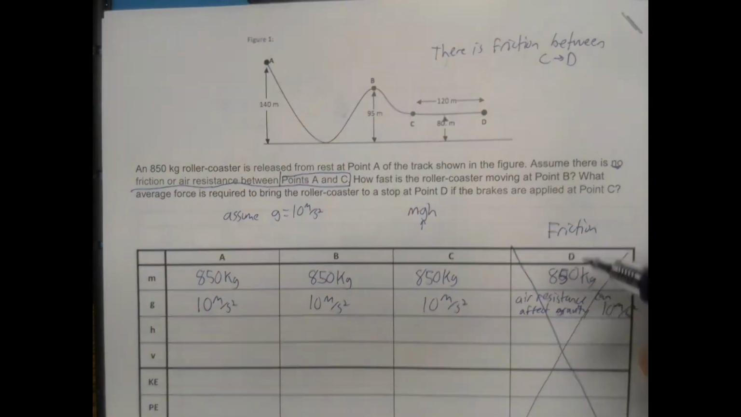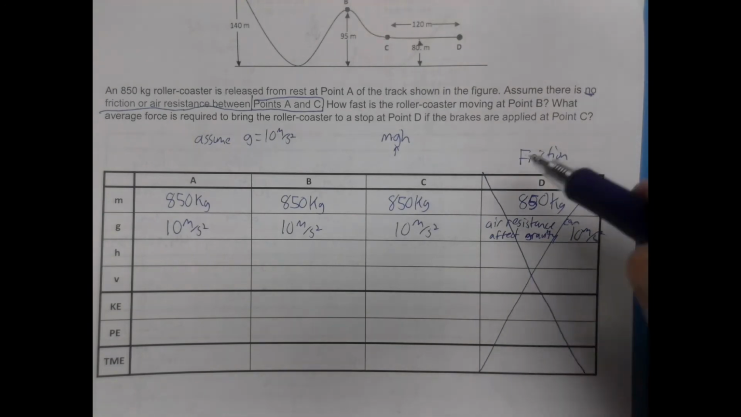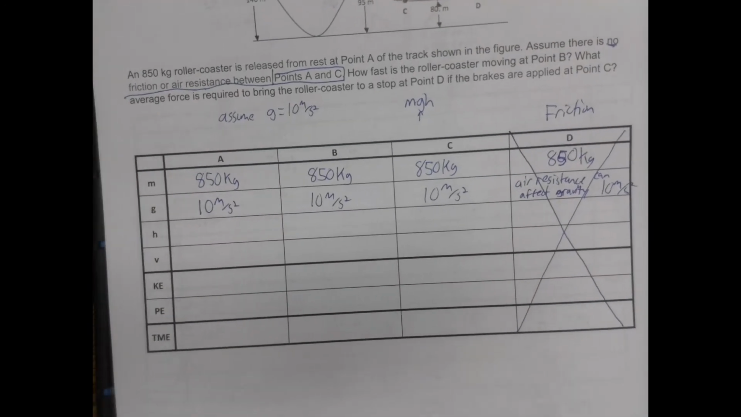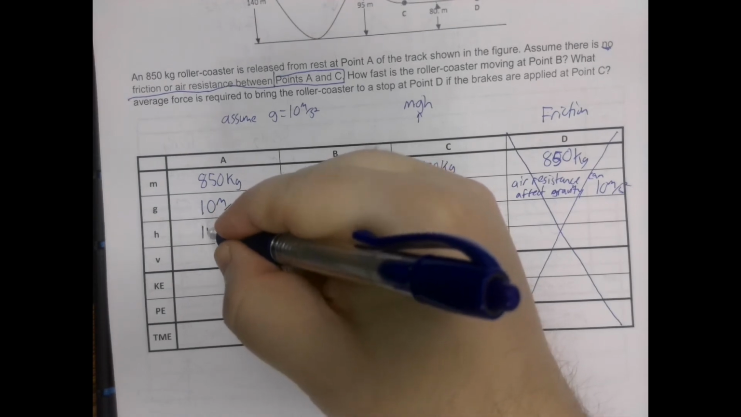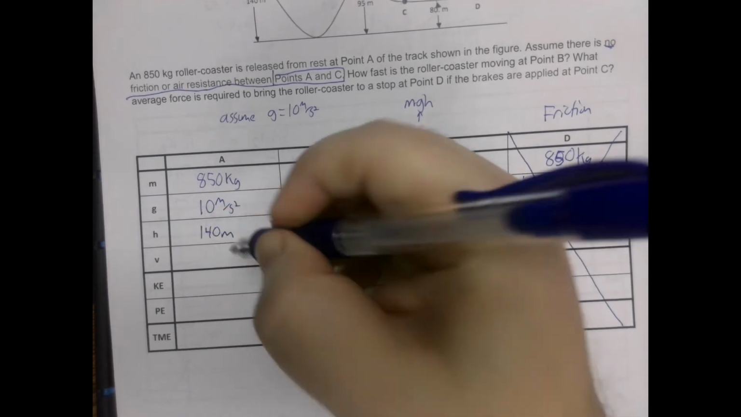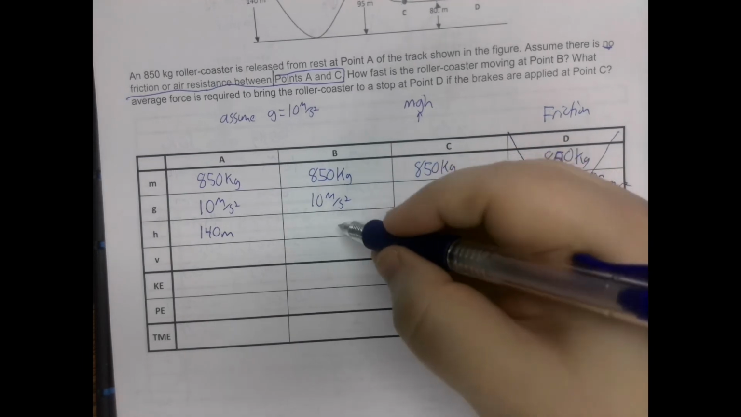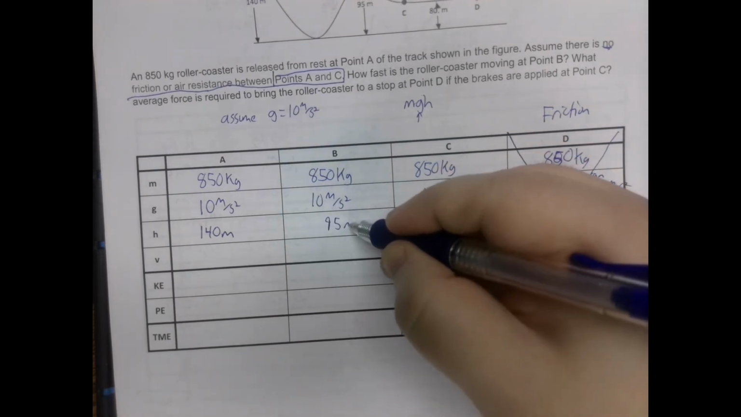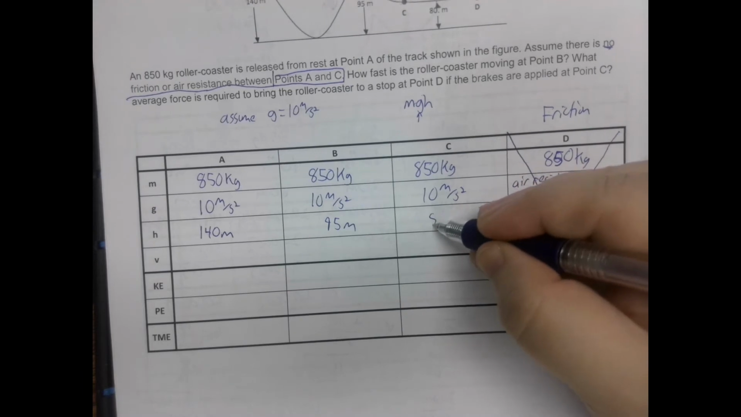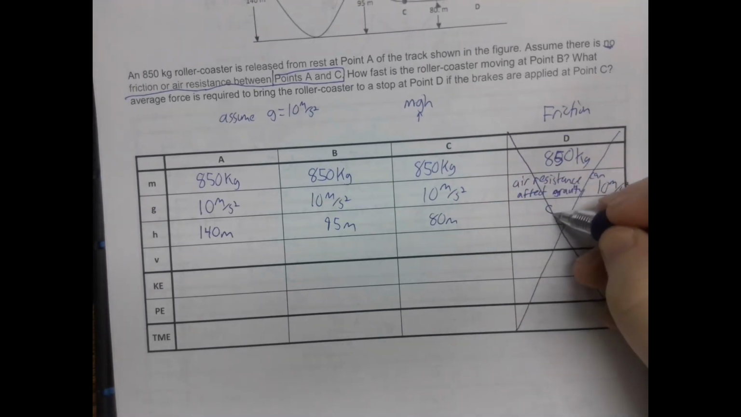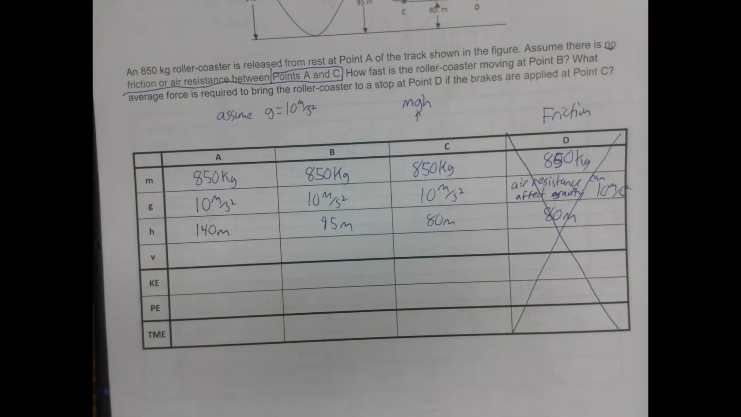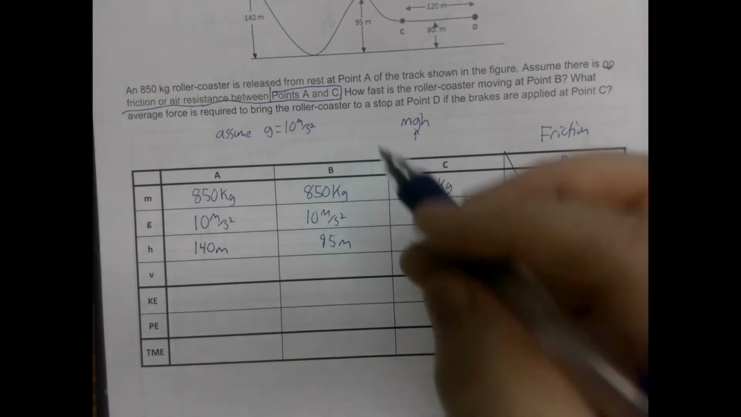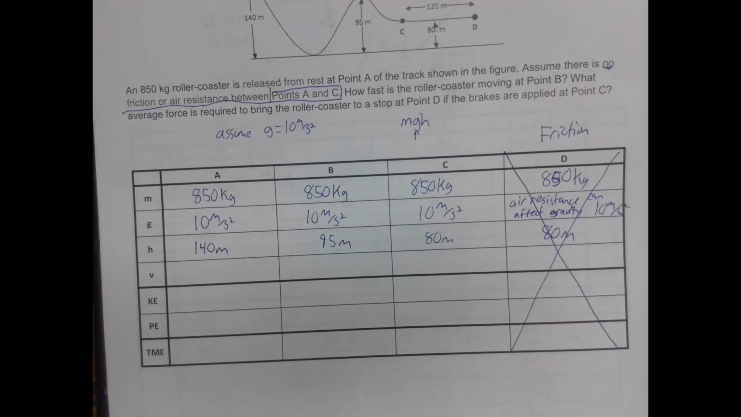Again, I crossed this out because we don't really need to be filling this out. So let's do height. What's the height at point A? 140 meters. At B, 95 meters. At C, 80 meters. And the height doesn't depend on friction. We can plug that in. I meant 95. Sorry, I was reading it off and said one thing.